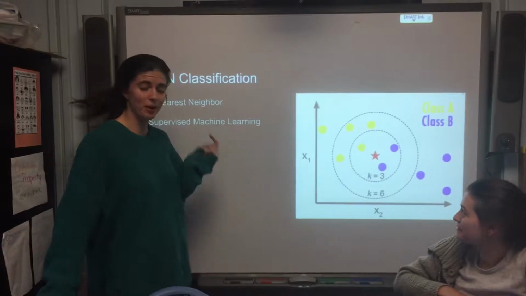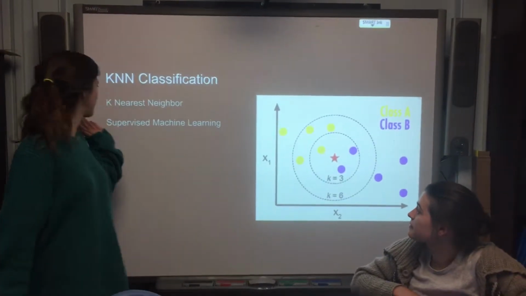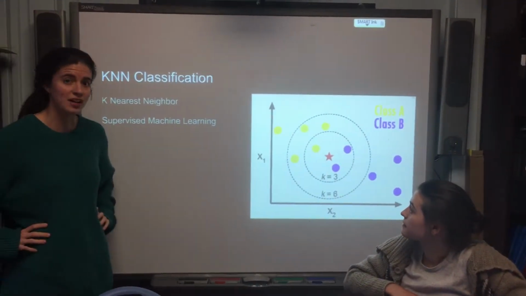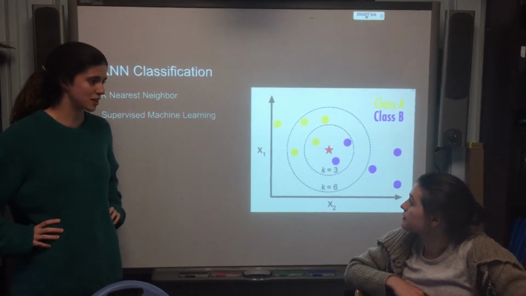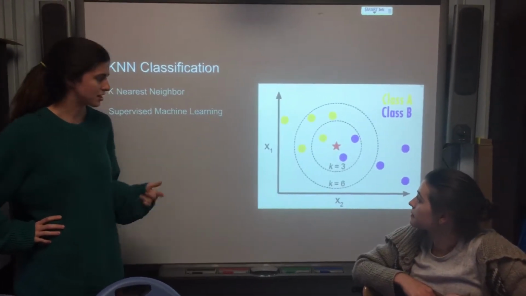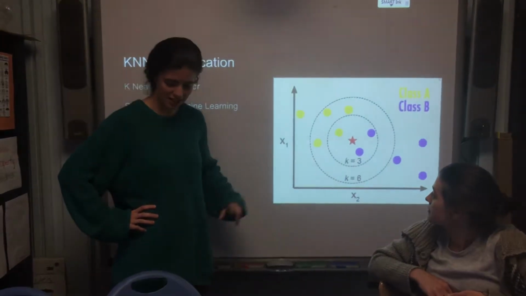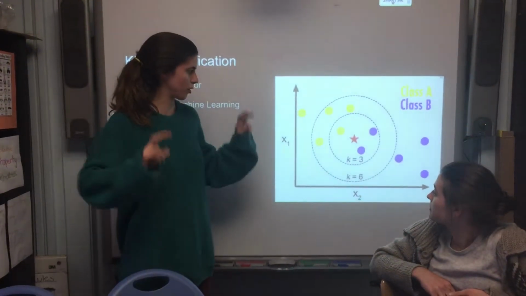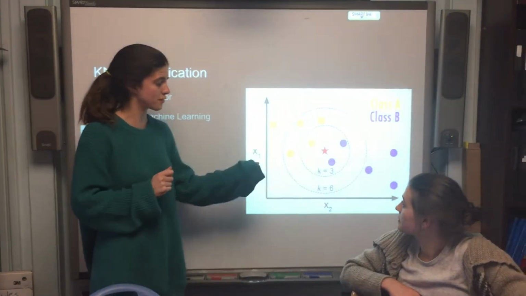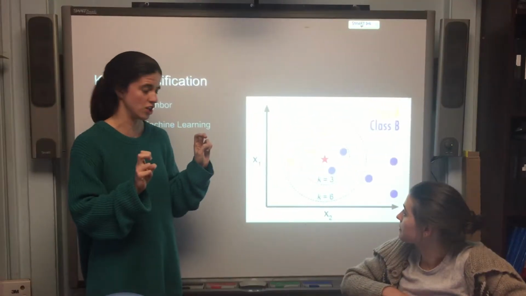Great, so today we're going to be learning about KNN classification, which stands for K nearest neighbor. It's a supervised machine learning technique. So what that means is that we have data that we're already using to classify new pieces of data that we're putting in. So here, K stands for the number of pieces of data close to the new piece of data that we're going to use to vote on what classification it should have.